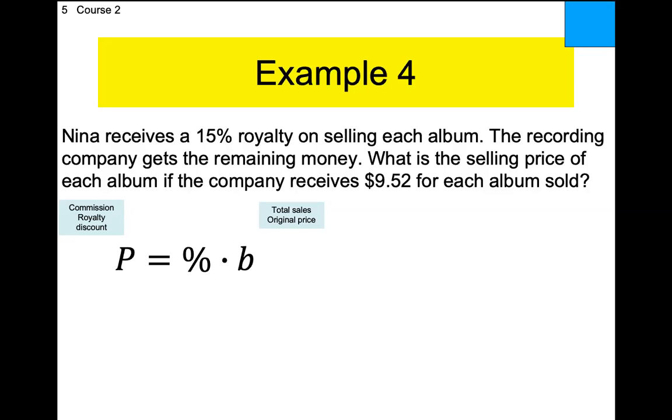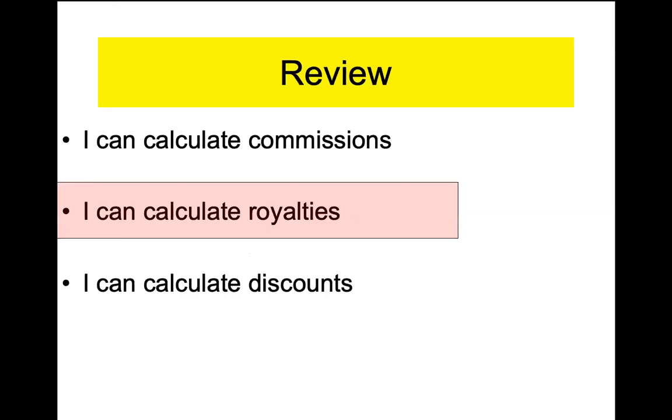Questions? All right. How many examples do we have left? Two. What box are we on? Six. Okay. So we just did royalties.